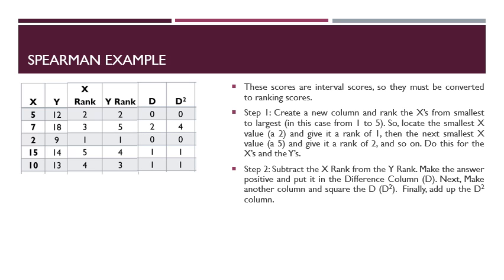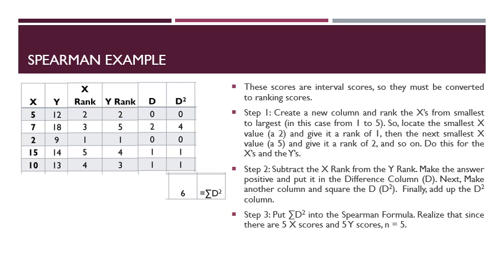The next step, subtract the X rank from the Y rank, make the answer positive, and put it in the difference column. So, for example, 2 minus 2 would give a difference of 0. 3 minus 5 would give a difference of 2. We're making everything positive. Once you've calculated a D column, then you're going to square all the numbers. Everything will still be positive. Finally, you're going to add up the D squared column. This is going to give you 6 for this example. So summation of D squared is 6.